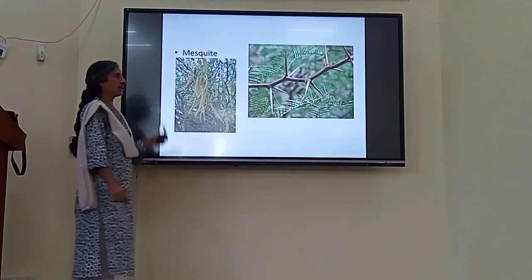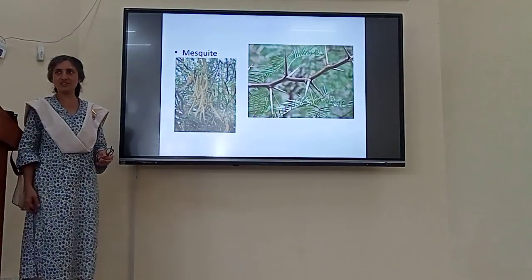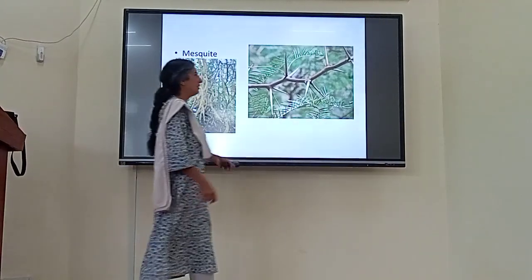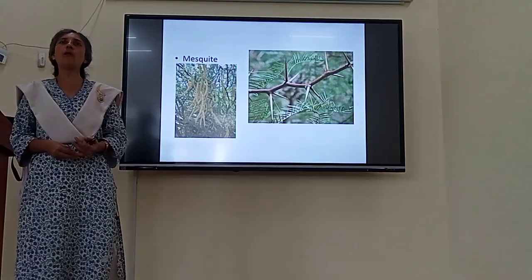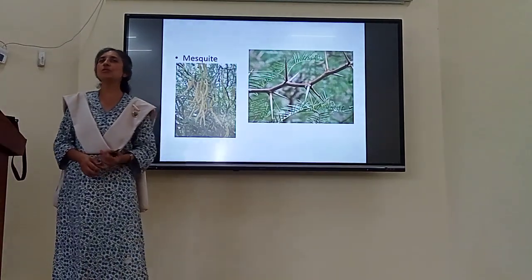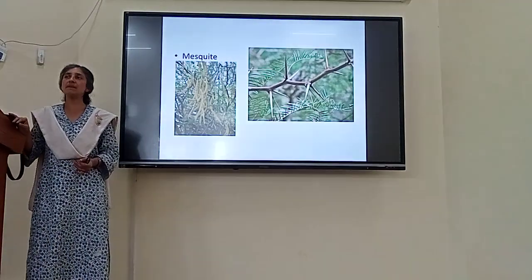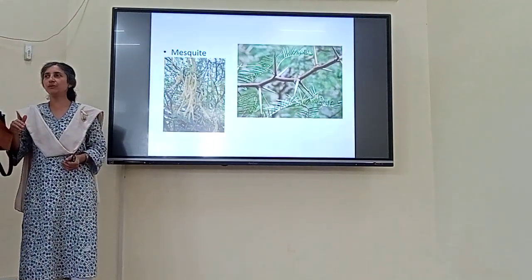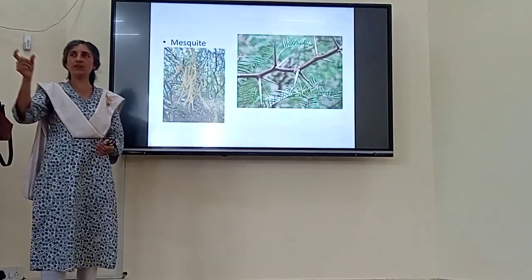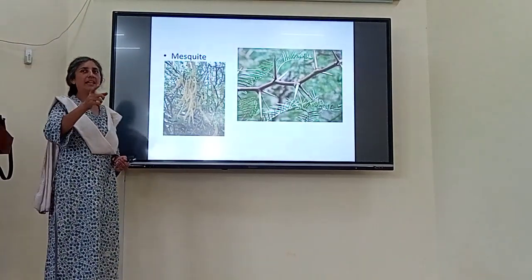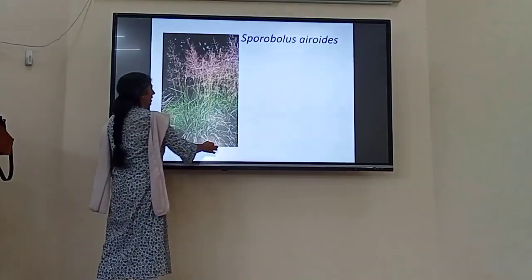This is mesquite, which I have already shown you, that is Prosopis juliflora, which we call Bellari. There can be a question in your objective questions, which plant is called mesquite. At that time you should be able to answer. Prosopis juliflora is called mesquite, that is your Bellari. We call it the common name, not the scientific name, but the local name, mesquite.